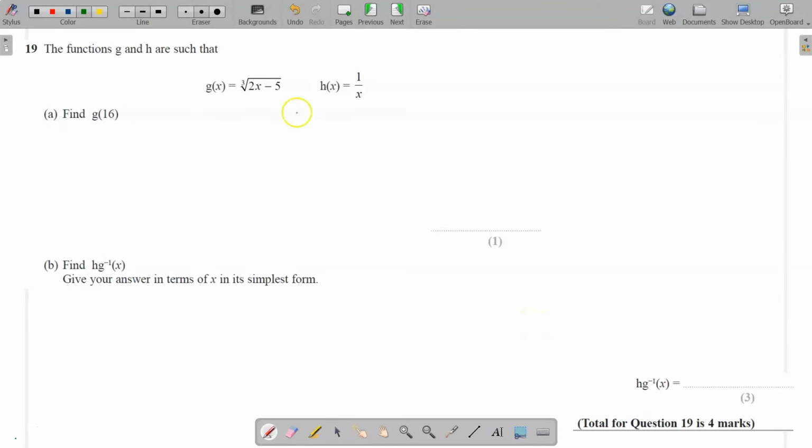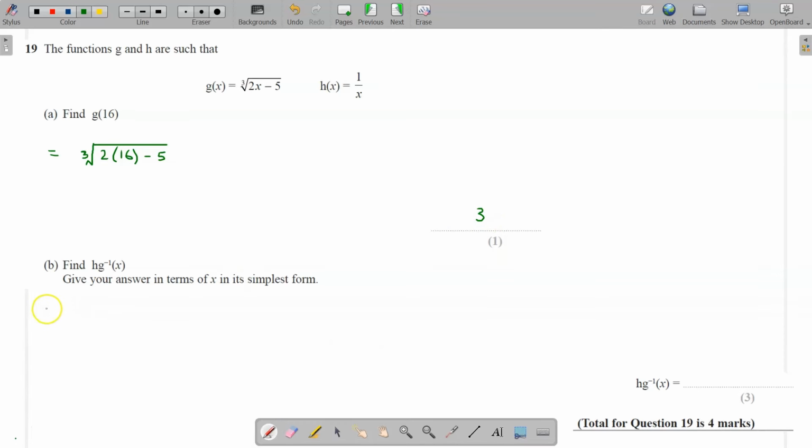Okay, a simple question about functions here, really. The first part is just to find g of 16. We're given the definition of g of x there. So g of 16 is just going to equal the cube root of that thing above, but with 16 instead of x. So it's the cube root of 2 times 16 minus 5, which is the cube root of 32 minus 5, which is the cube root of 27, which is just 3. So that was easy enough.